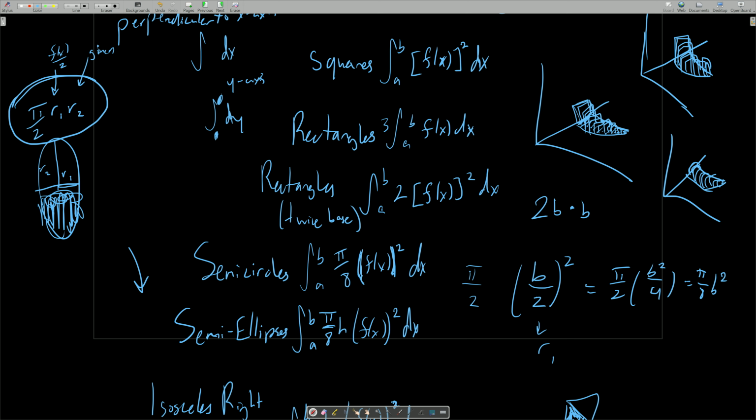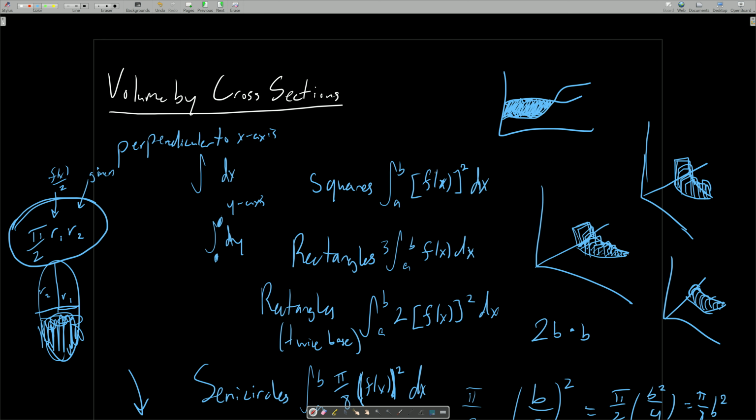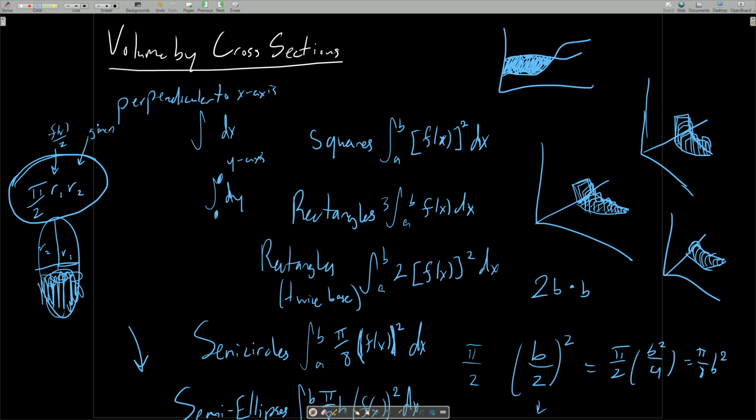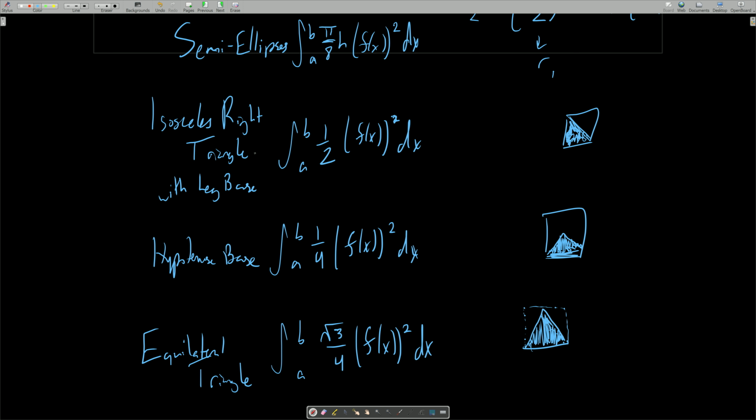Right, so these are all the cross sections. If you're given a square cross section, then you just do this simple squared, rectangles, semicircles. Semi-ellipses don't come up really often. It's the most complicated one out of all of these. You have isosceles right triangles with the leg as a base or hypotenuse as a base, and the equilateral triangle.